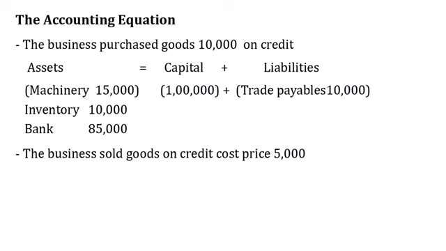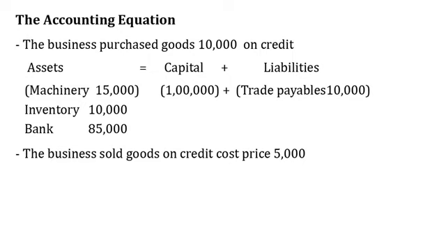The business sold goods on credit at cost price of 5,000. So just there is some outflow of the goods. Somebody may have asked for the goods. So what we have done is we have provided the goods at rupees 5,000. The money we are still supposed to receive.